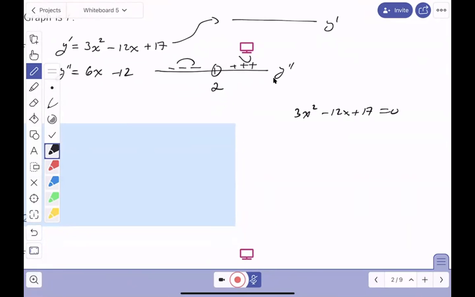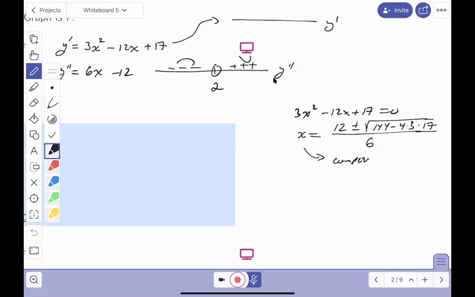So I'm going to use the quadratic formula, and it's going to be x equals, oh, it's going to be a tough one. So the bottom's going to be twice a, which is 6, minus b, which is 12, plus or minus, well, the b squared is 144, minus 4 times 3 times 17. But what I know about this is that it's complex.